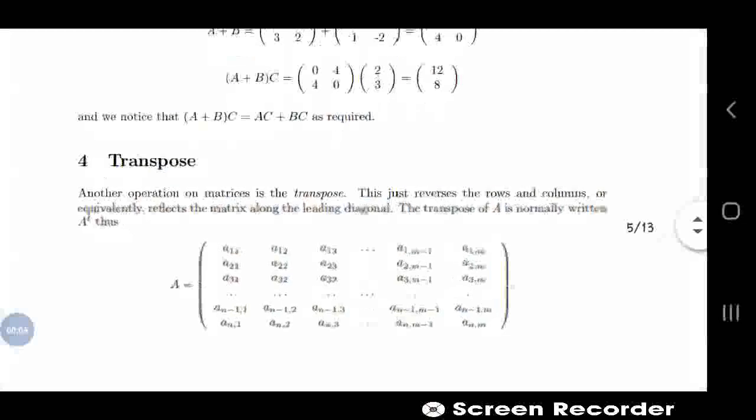So today I am going to explain the engineering first chapter, introduction to matrix part 2 video. In the last video I explained what a matrix is, and the multiplication and addition of matrices. Now let us explain transpose. Another operation on a matrix is the transpose. This just reverses the rows and columns, or equivalently reflects the matrix along the leading diagonal, and the transpose of A is normally written as A^T.